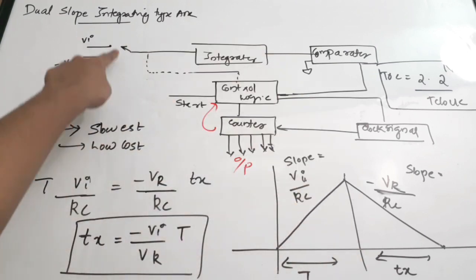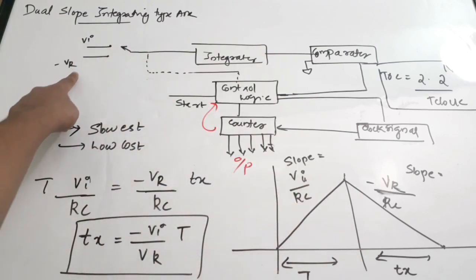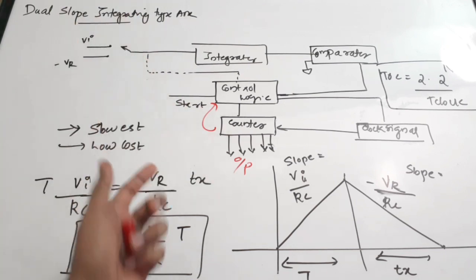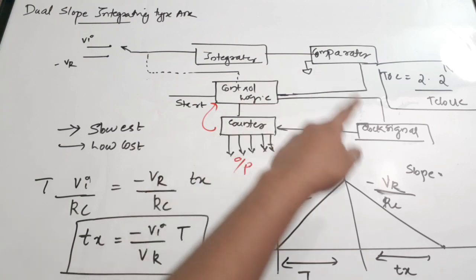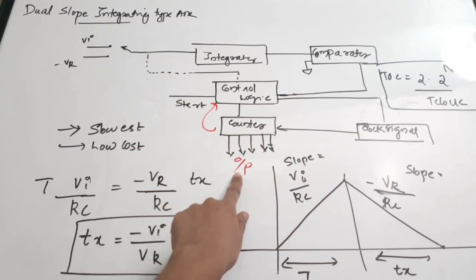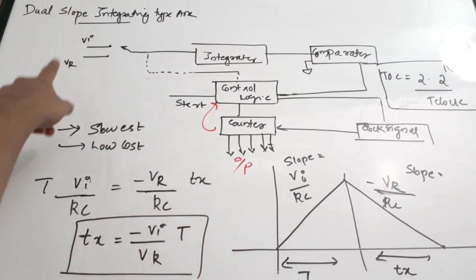When the switch is connected to Vi, and also when the switch is connected to minus VR, the counter will start again. Okay, so only when the clock signal is stopped will the counter stop, and your output will be the representation of your analog signal Vi. Okay, so this is the working of a dual slope integrating type of ADC.